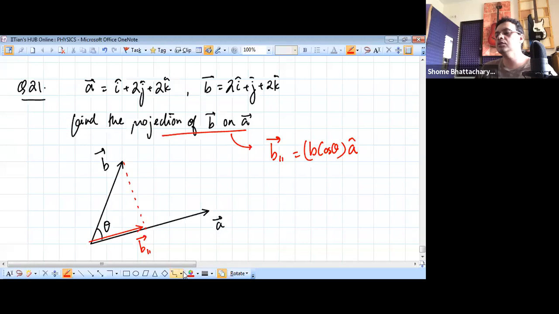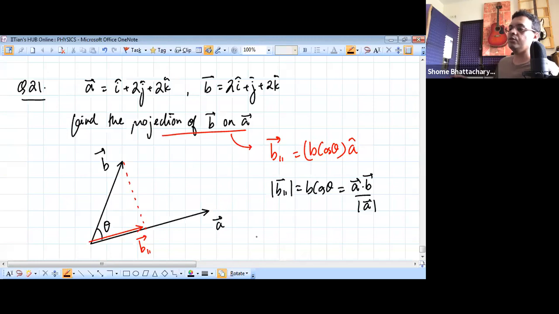So in other words, the magnitude B cos theta, which we can write as A dot B divided by the magnitude of A, because A dot B is defined as AB cos theta. So B cos theta can be defined as A dot B divided by mod A.